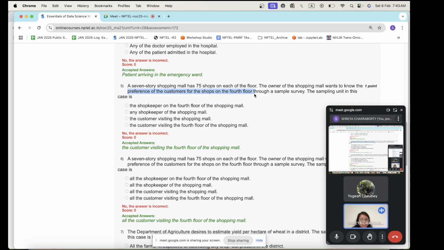You could sample for any customer visiting the shopping mall, but it would be more appropriate to go and sample the fourth floor customers.